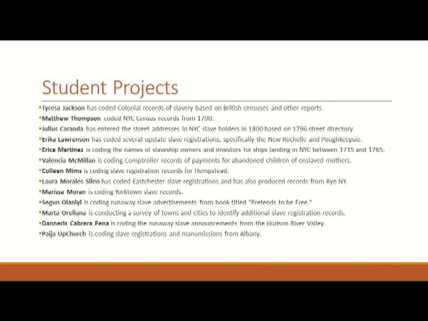Laura Morales has coded Eastchester slave registrations and has found records for other places in upstate New York. Larissa Moran has been looking at Yorktown, which is also upstate. Segun Olaniyi is coding runaway slave registrations. Marta Orellana has been conducting a survey of towns to find out what materials they have. Daenerys Cabrera Pena is looking at slave announcements in the Hudson River Valley. And Peja Upsearch is looking at slave registrations and manumissions from the capital, Albany.